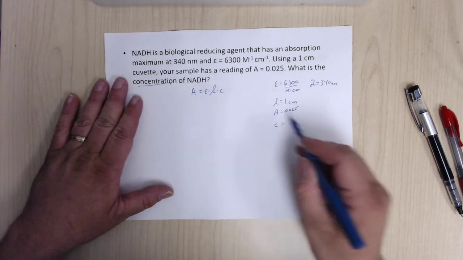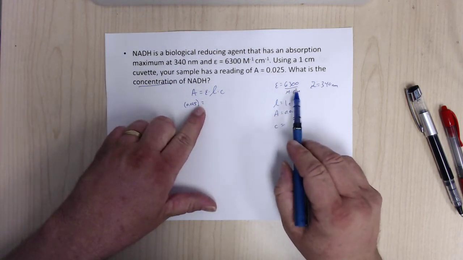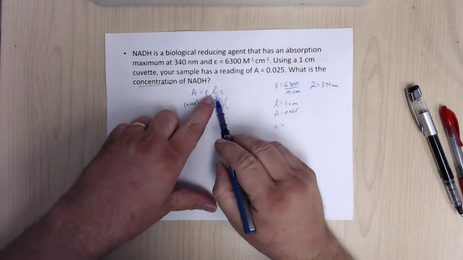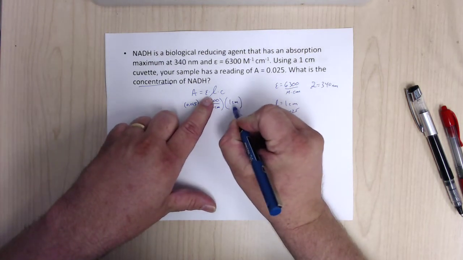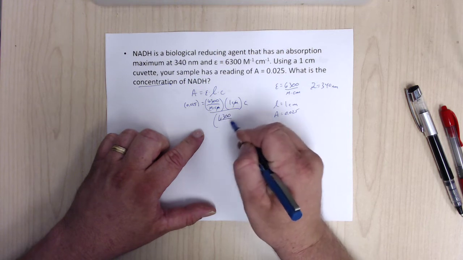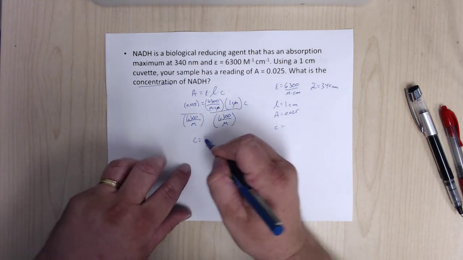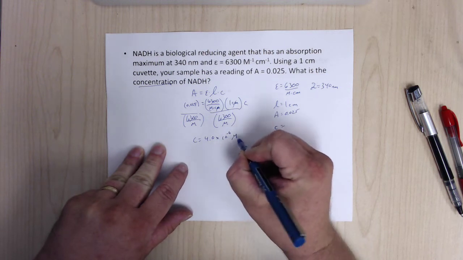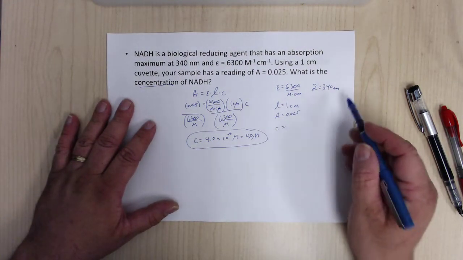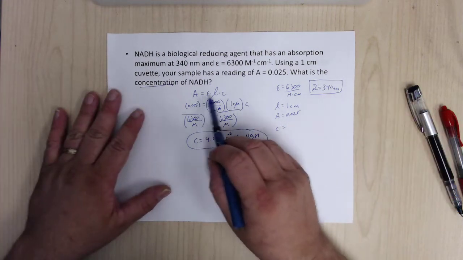So what we're looking for here is the concentration, that's C. We're going to put the absorbance here, 0.025. We're going to put the extinction coefficient, the molar absorptivity, so it'd be 6,300 per molar per centimeter. The path length is 1 centimeter, which is nice because that cancels out. And then the concentration is what we're looking for. So we just divide both sides by 6,300 per molar. When we figure this out, it'd be 4 times 10 to the minus 6 molar, or if you want to be really fancy, you can say 4 micromolar. So here's the answer. Now we have this value here for wavelength, 340 nanometers. We don't need it. It's not part of the equation, so don't put it in there.